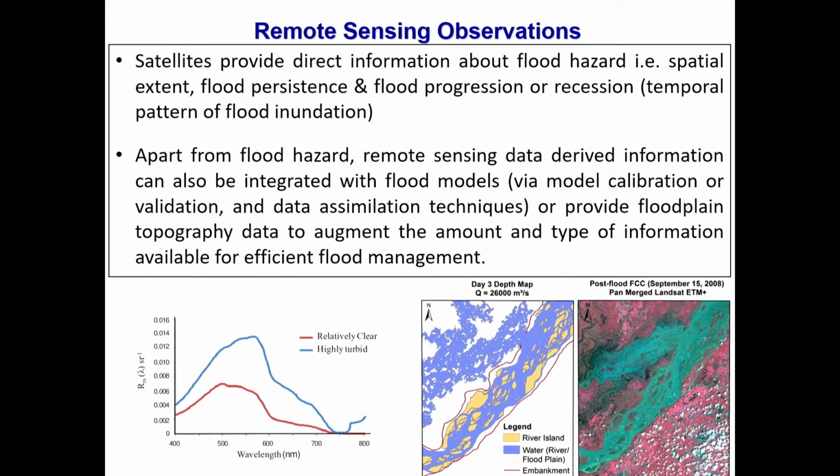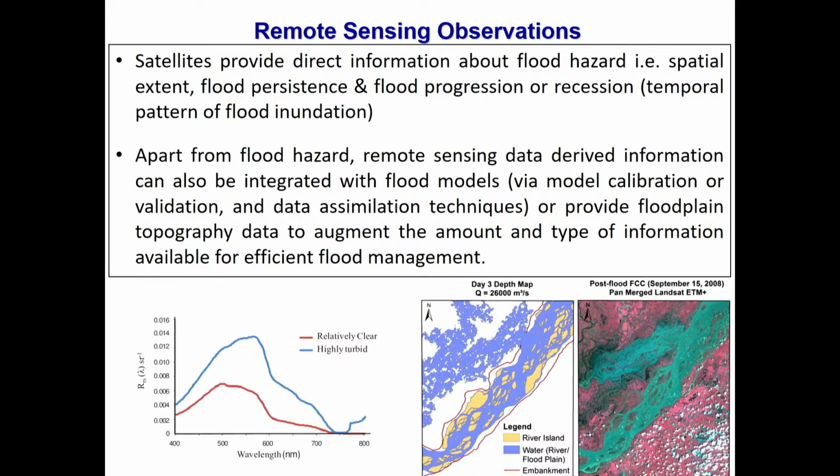So if someone is in the hydrological modeling part, the information derived from the satellites can be integrated with flood models, via model calibration or validation and data assimilation techniques. And they also can provide floodplain topography data to augment the amount and type of information available for efficient flood management. So two ways: to validate your hydrological modeled outputs, and also to have a direct extent of the flood.